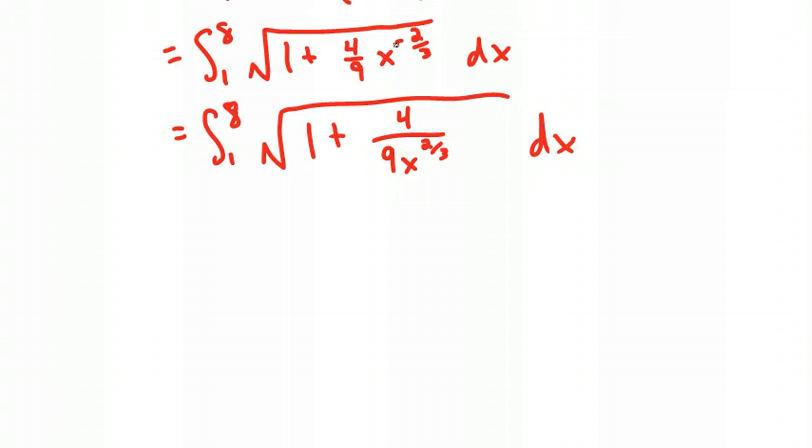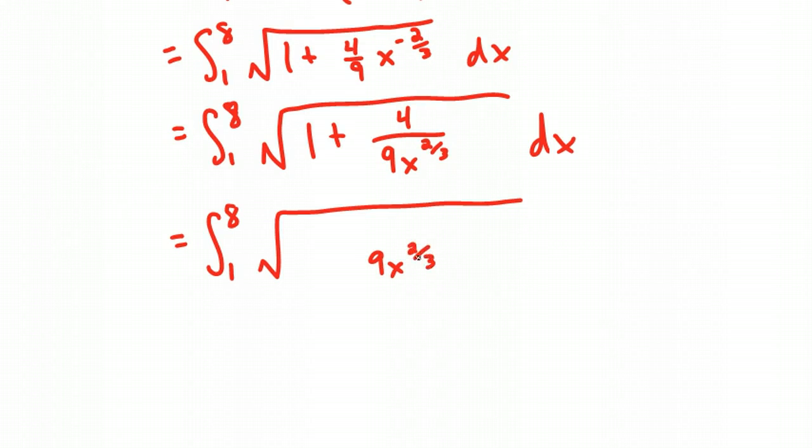dx. If you have x to the negative 2/3, that's like 1 over x to the positive 2/3, and we still have this 9 on the bottom as well. Now let's rewrite this. When we add 1 plus that fraction, we need a common denominator, so let's make that common denominator 9x to the 2/3 power. The first term, 1, is what over 9x to the 2/3? Well, it's 9x to the 2/3 over 9x to the 2/3. And here we'd have plus 4.